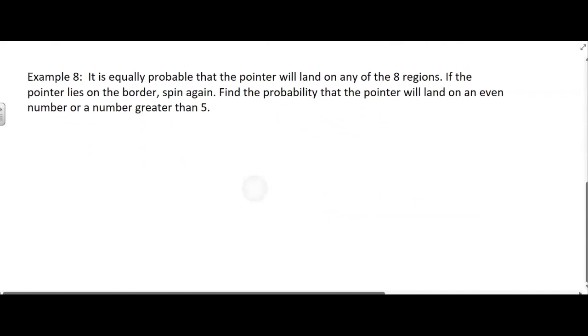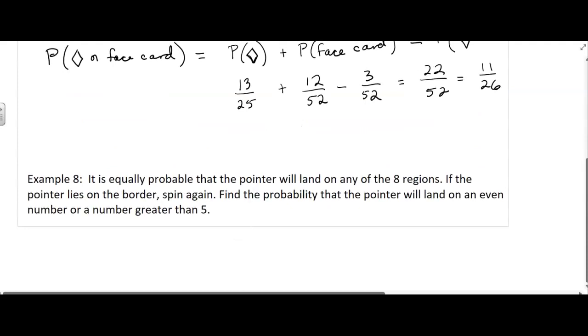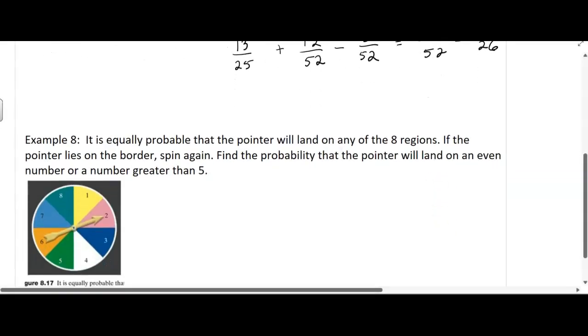It is equally probable that a pointer will land on any of the 8 regions. If the pointer lies on the border, spin again. Find the probability that the pointer will land on an even number or a number greater than 5. Okay, I don't have the spinner here, so I got to stop and get it. Okay, there's my spinner. May have shifted a little bit there.